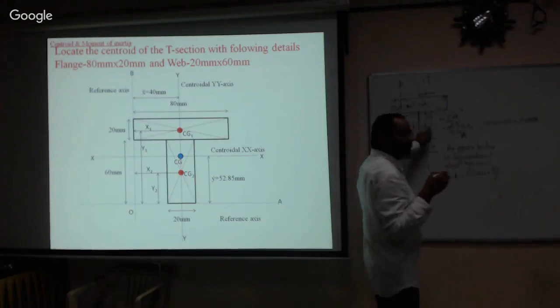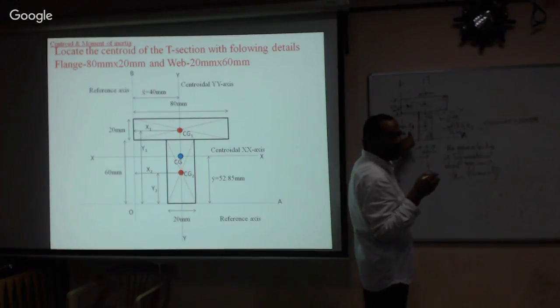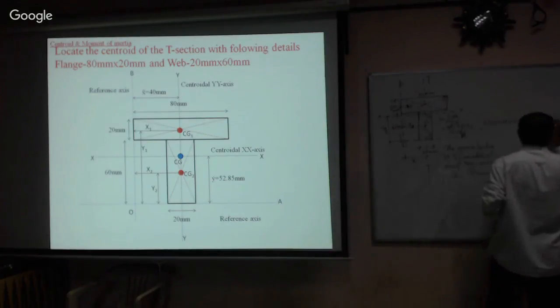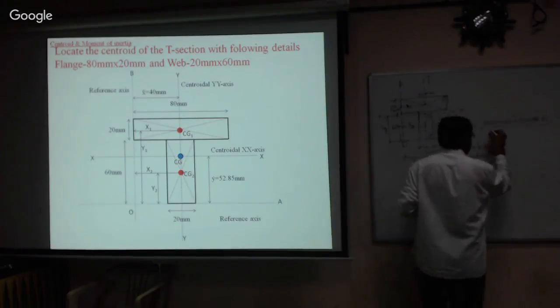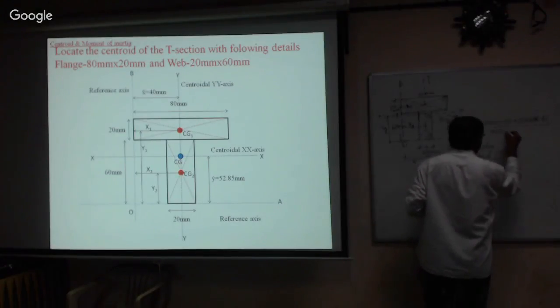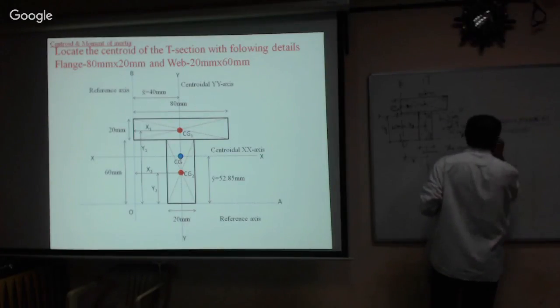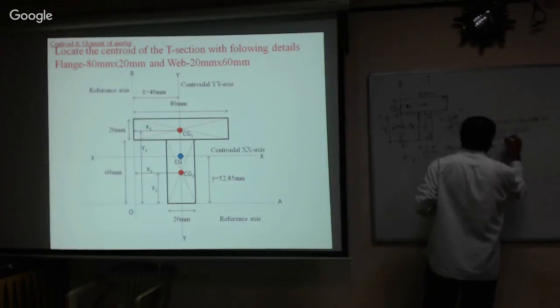The centroid of the second section is lying at a distance x2. x2 is equal to how much? x2 is also 40 millimeter, divided by the total area, A1 equal to 80 multiplied by 20 plus 20 multiplied by 60. That gives how much? It should give 40 millimeter.